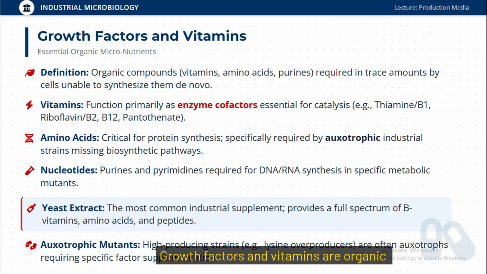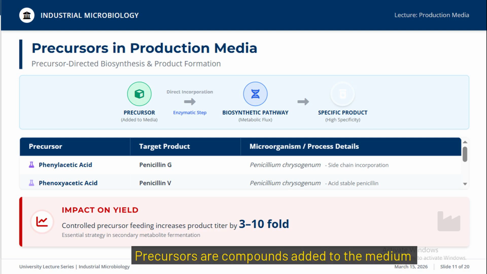Growth factors and vitamins are organic compounds required in trace amounts for biosynthesis. They function as enzyme cofactors and are essential for synthesizing DNA, RNA, and supporting microbial growth. Precursors are compounds added to the medium to enhance or direct the synthesis of a desired product. They may become part of the final molecule or stimulate its biosynthetic pathway.